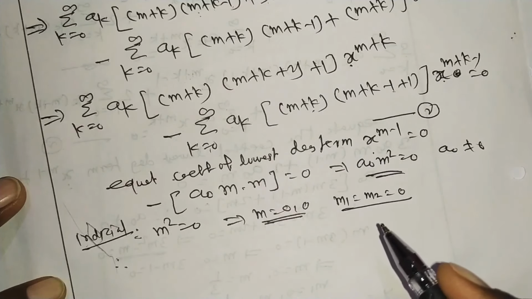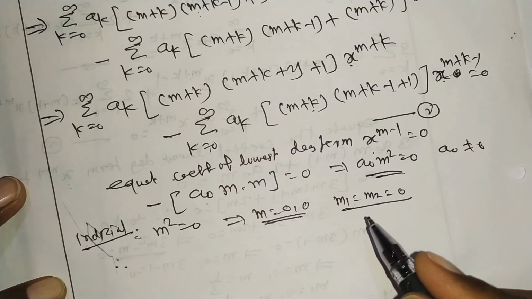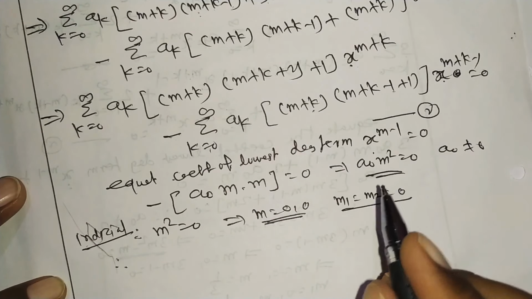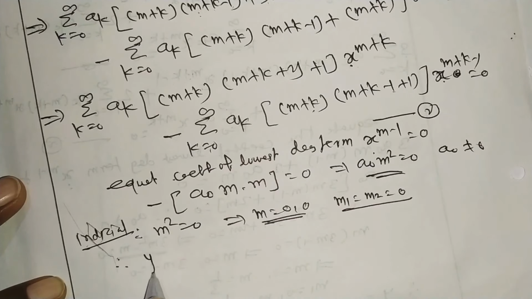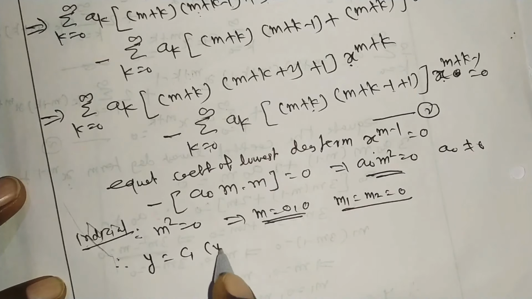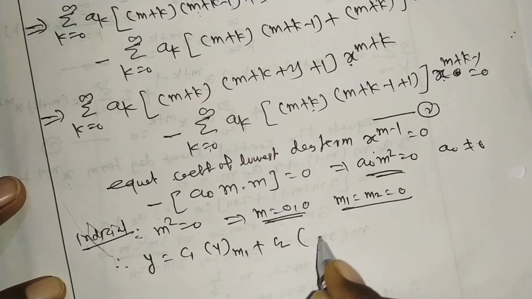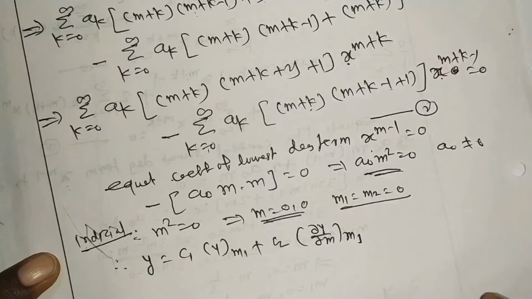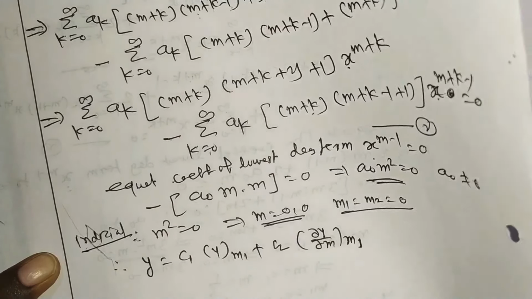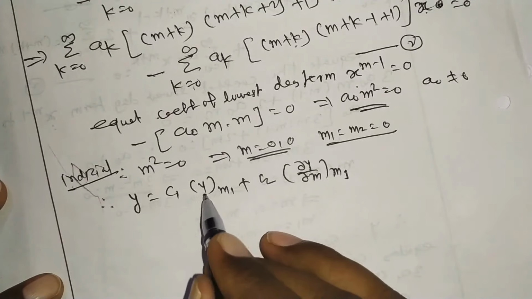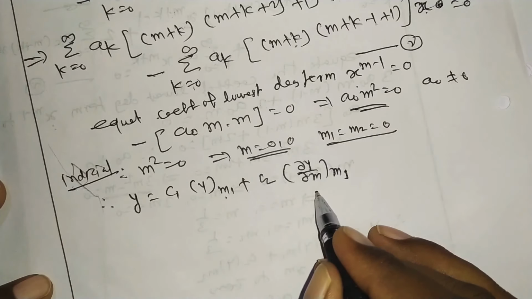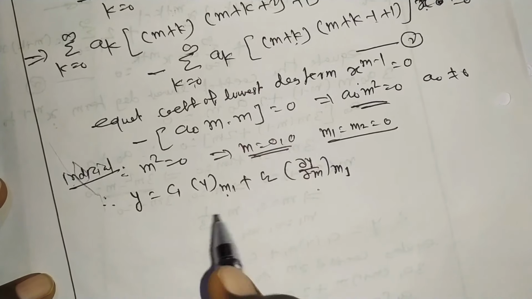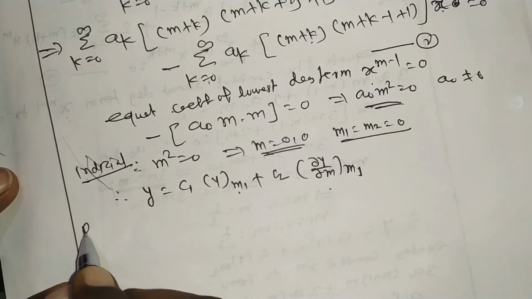So which case is applicable? If m1 equal to m2, means if roots are repeated, then case number 2 applies: y is equal to c1 into y at m1 plus c2 into dou y by dou m at m1, because m1 equal to m2. So for the solution we have to find y at m1 and dou y by dou m at m1. For that we want y. Now we have to find the recurrence relation.